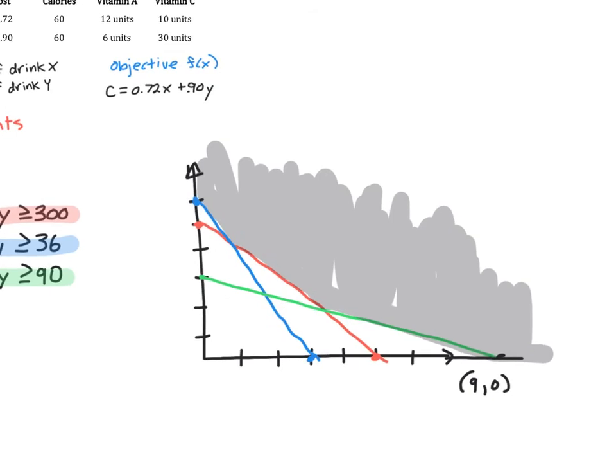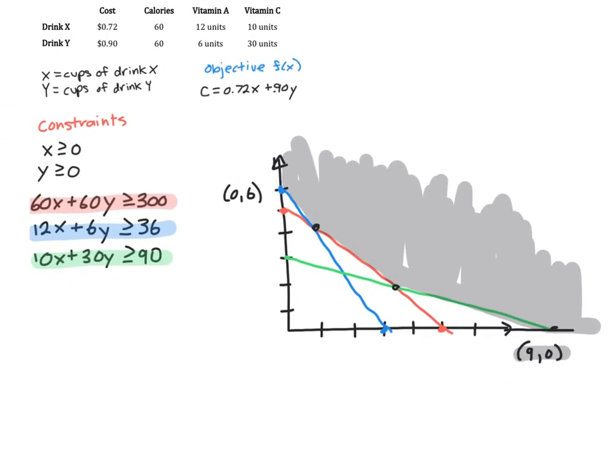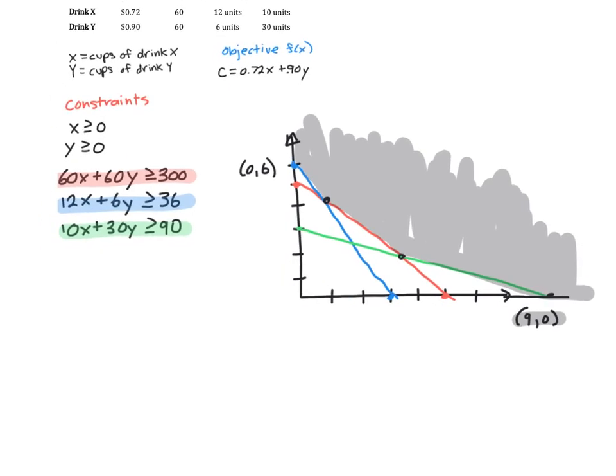So one of our coordinates is going to be at 9, 0. That's one we will check. We also have this coordinate at 0, 6. But we still need to find the coordinates of those two vertices because it's possible that those would represent where our minimum cost would be. So I can clearly see here that I need to solve the system of my blue and red equations, or however you labeled them.